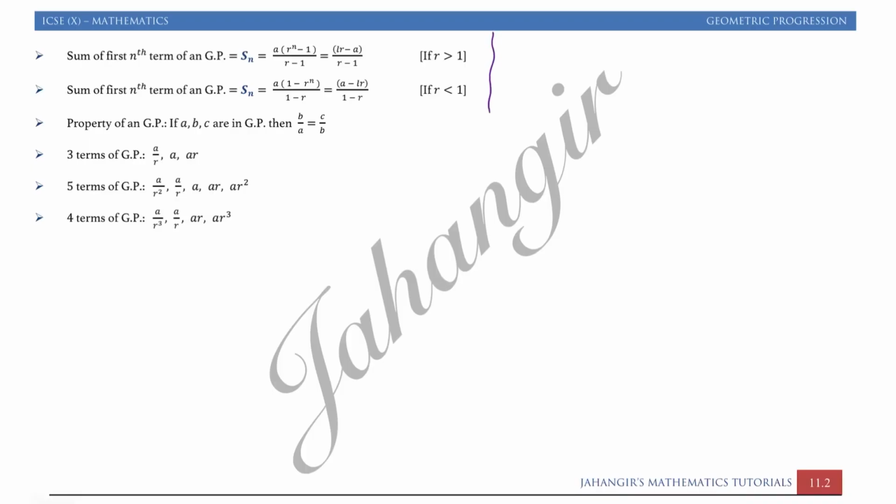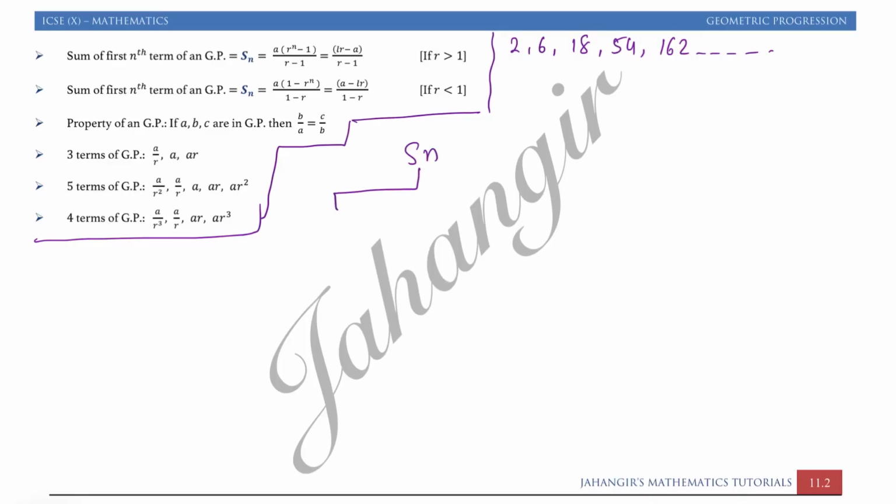Now sum. See, in arithmetic progression we had taken examples to see what is sum. Sum means addition of all terms. If we are taking 2, 6, 18, 54, 162 and so on, and you have to find the sum of 10 terms, you have to just keep on adding. So for that also we have formulas. Here we have two formulas for Sn, based on when r is greater than 1 and when r is less than 1. The sum formula is based on the ratio.